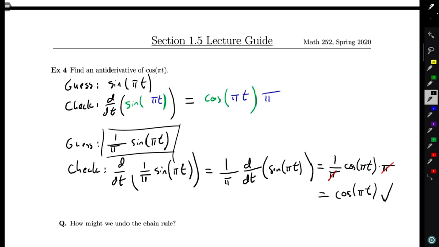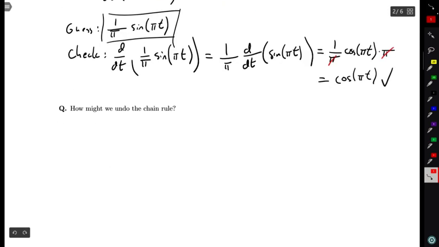And so we have at least initially figured out how to undo the chain rule. Notice that the key piece here was that we identified this inside function and we left it alone. So that's going to be one of the important procedures when we're doing this process of undoing the chain rule. So let's think maybe about how we might do this more generally.